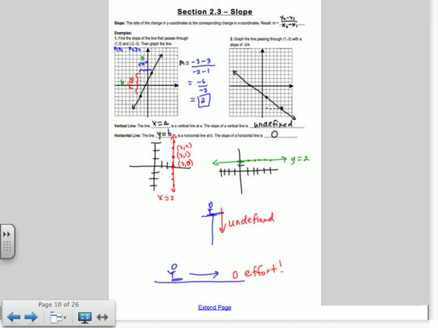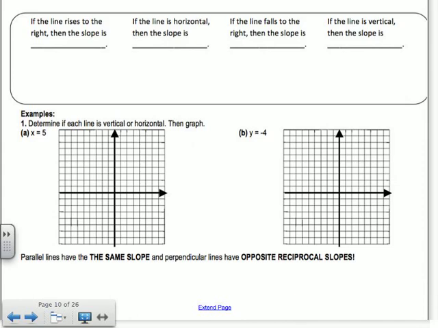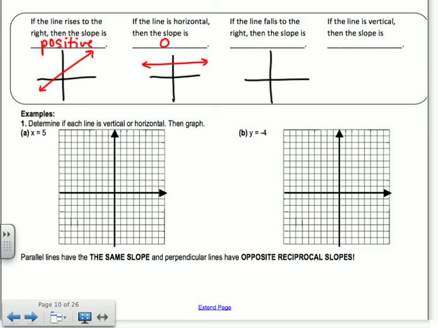All right, no more story time. So if the line rises to the right, then the slope is positive. So rises to the right, positive. If the line is horizontal, the slope is, what did I just say? 0. If the line falls to the right, negative. If the line is vertical, undefined.